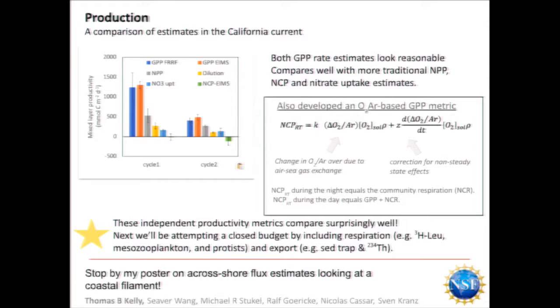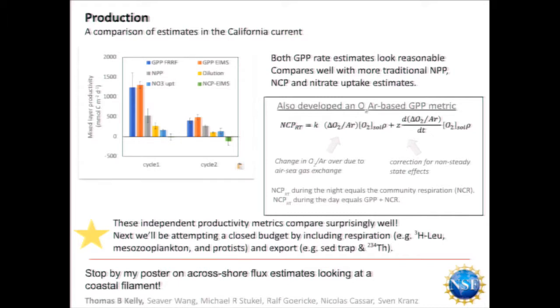Then the gray bar is NPP. You can think of this as traditional 14C 24-hour incubations, and that was about 40 to 60% of GPP. We thought we were on the right track there. The yellow is from the dilution method, which would be phytoplankton growth. And then the blue, which is a small bar, and the green bar are new production from NO3 uptake, as well as net community production overall using a standard O2 argon method.